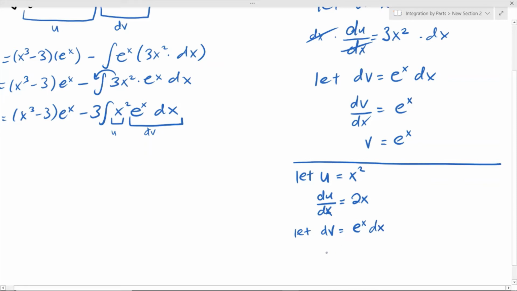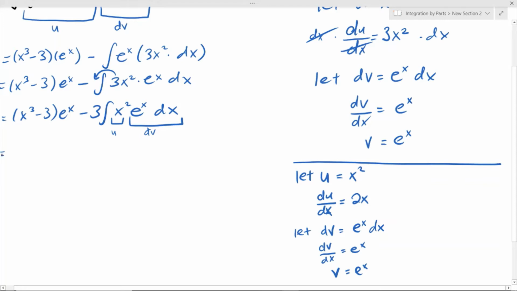And then from here, we have to find v. Now that would mean that dv over dx is equal to e to the exponent of x because we divide both sides by dx. So our v, as mentioned before, is going to be e to the exponent of x because the derivative of e to the exponent of x is just itself. So we have found these parts, and now we are going to sub them in.